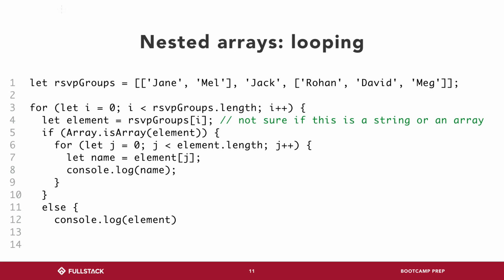when we're done, what's this going to look like? What is the console going to look like? Yeah, it will do it in order: Jane, Mel, Jack, Rowan, David, Meg.